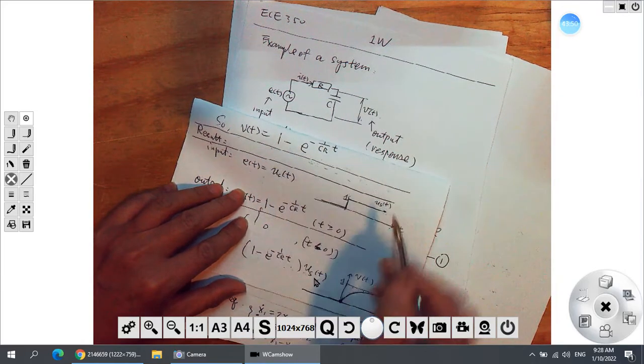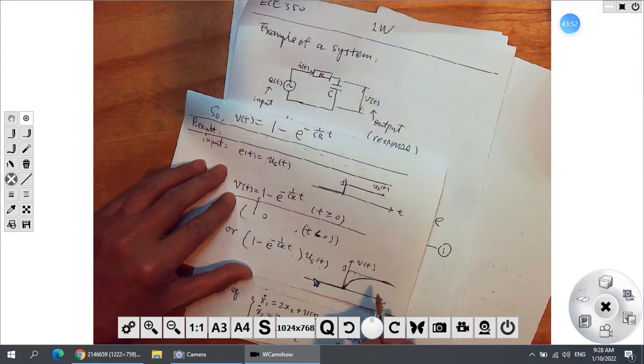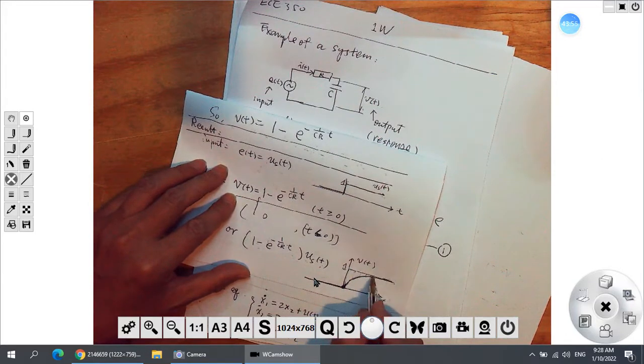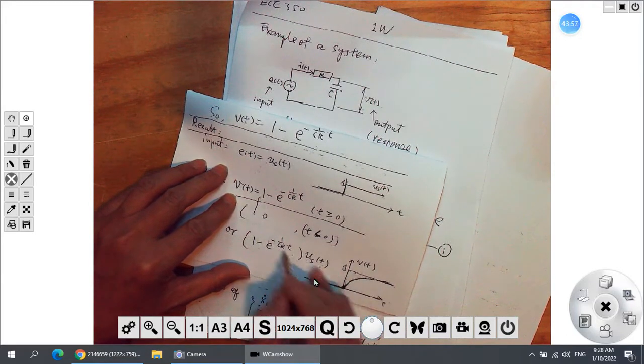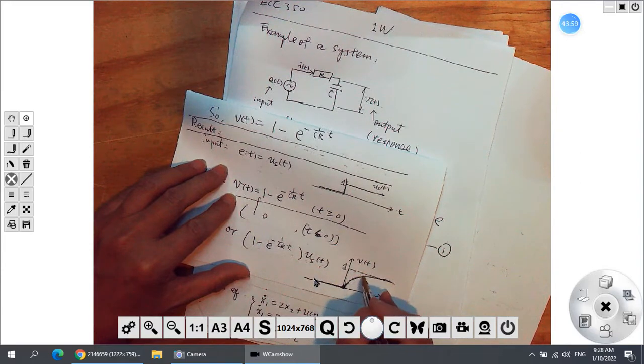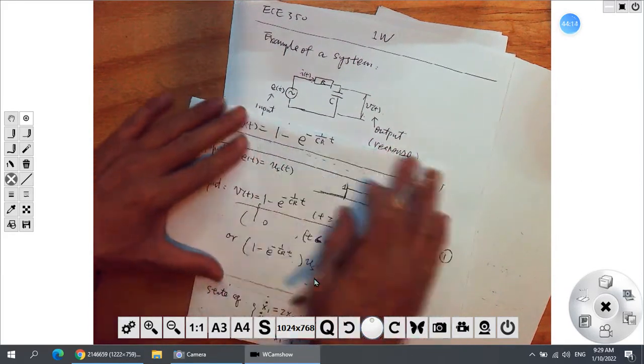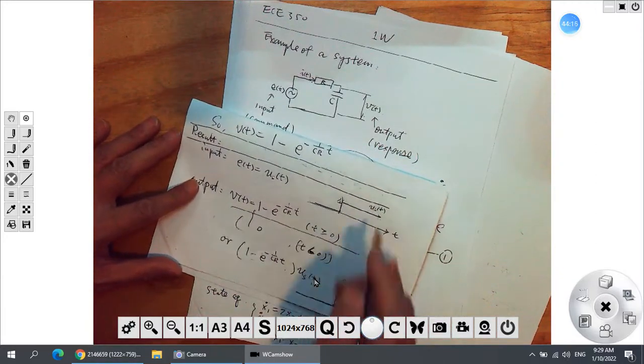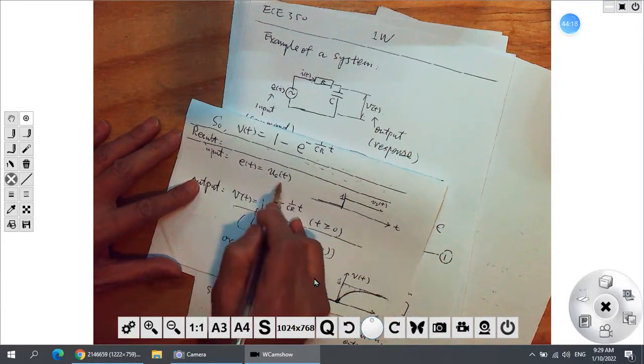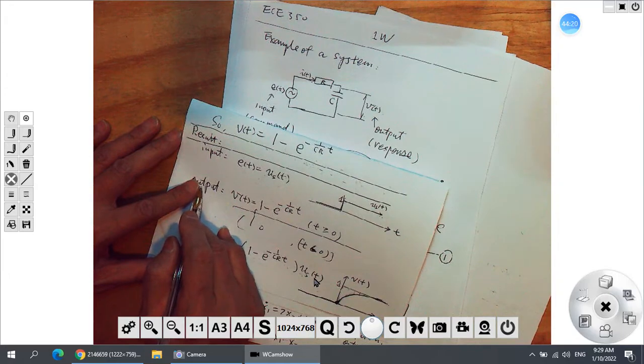But at the beginning, the first few seconds, depending on the value of C and R, the graph here might be different. In the beginning it will increase for a while, starting from 0, increasing to 1. So this is the whole response of the system when you put in this unit step function.